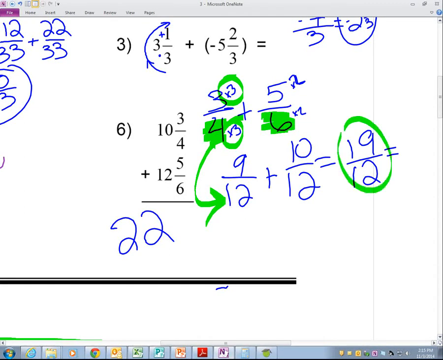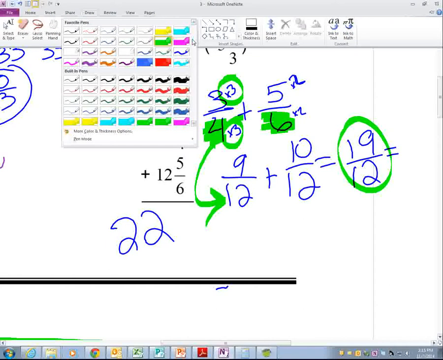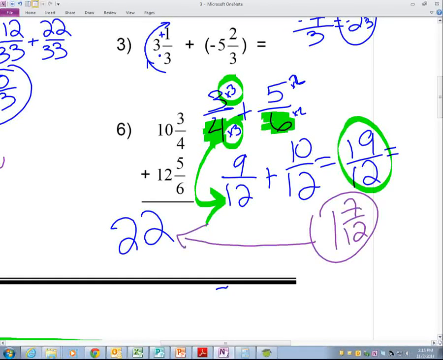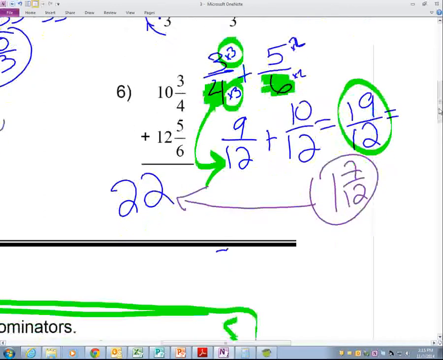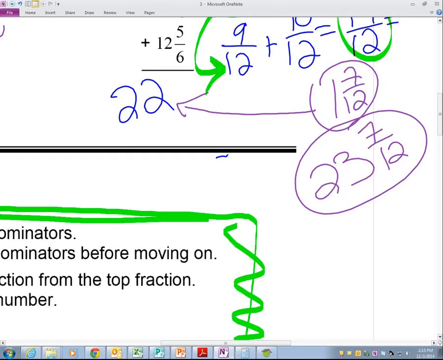So now we have 19/12. That is an improper fraction, and we need it to be proper. So we have 1 and 7/12. So we have to add that to that, which becomes 23 and 7/12. And we can't reduce that at all. Cannot reduce it, because 7 is a prime number, so it doesn't reduce.